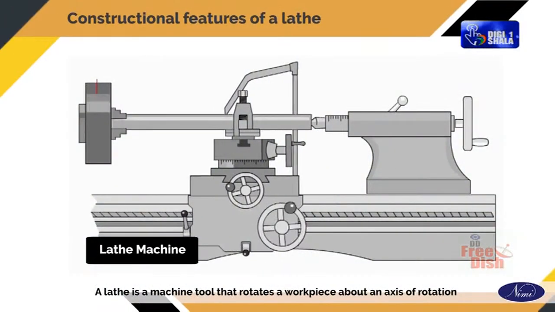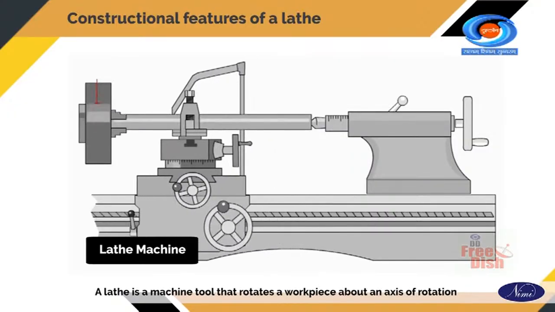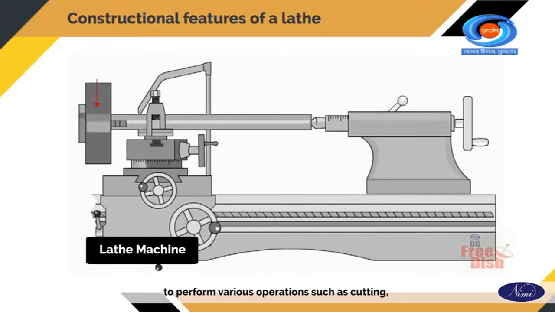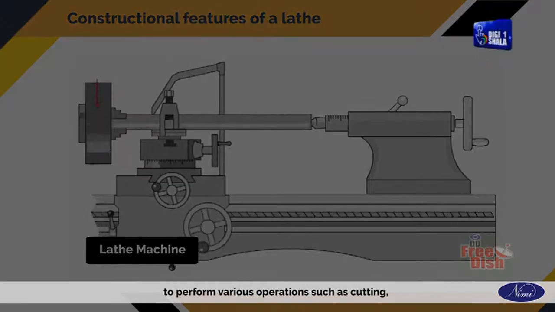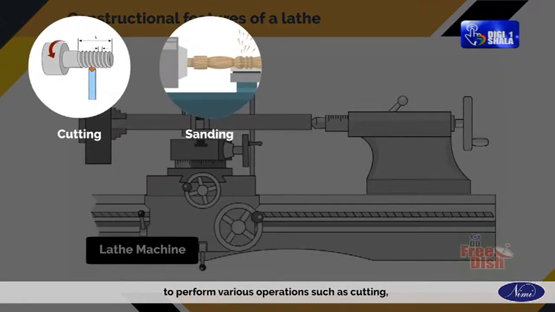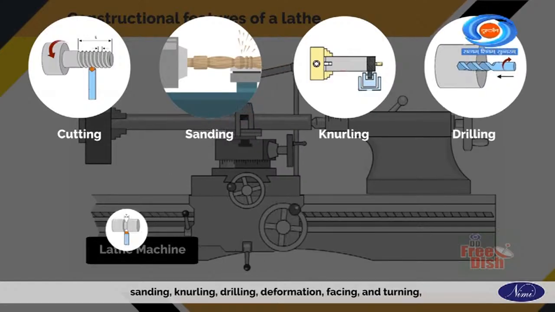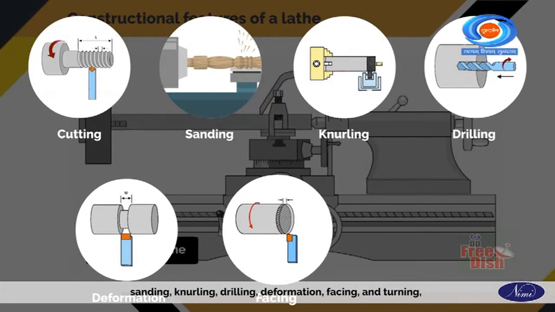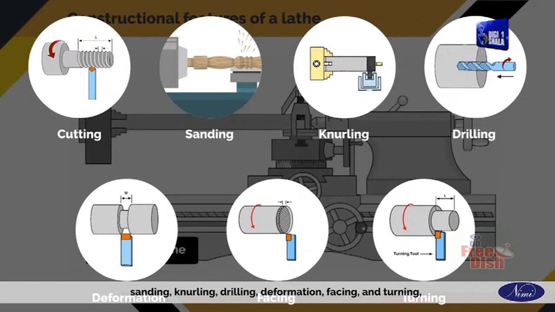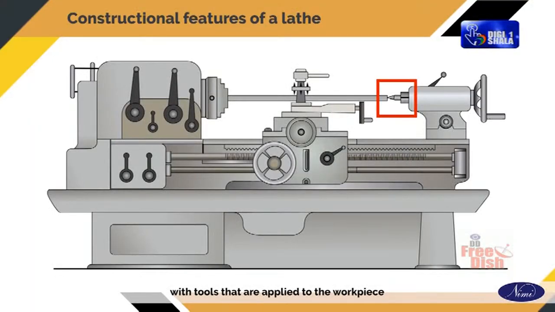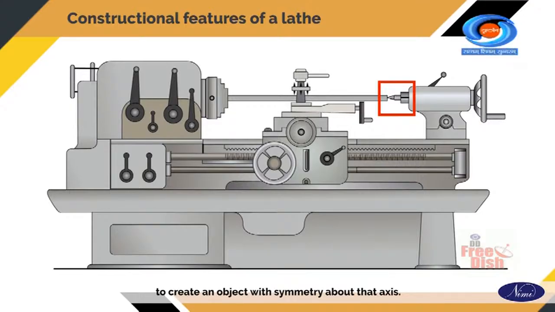A lathe is a machine tool that rotates a workpiece about an axis of rotation to perform various operations such as cutting, sanding, knurling, drilling, deformation, facing, and turning with tools that are applied to the workpiece to create an object with symmetry about that axis.